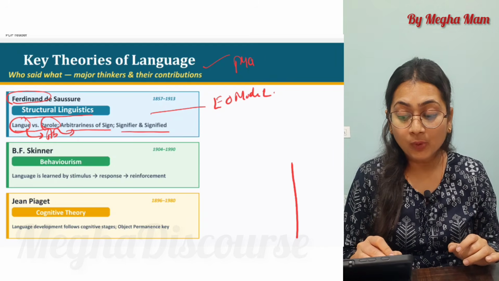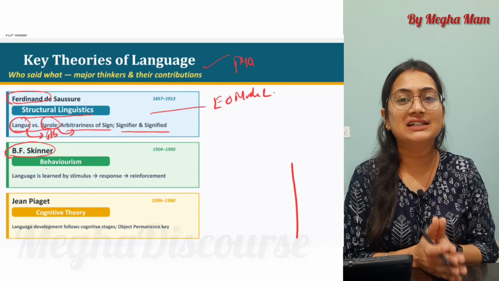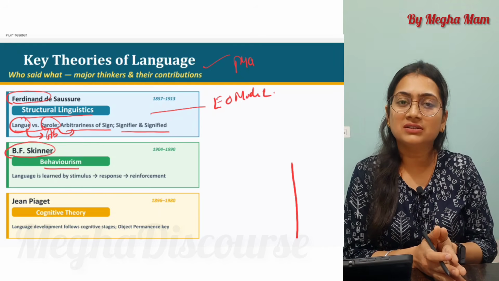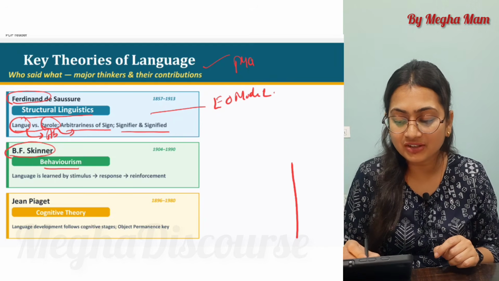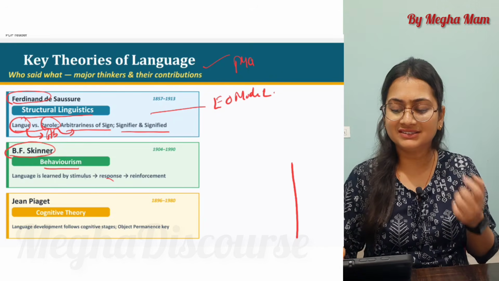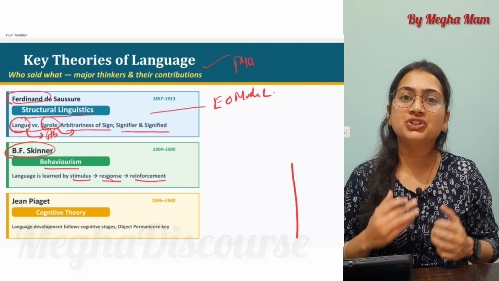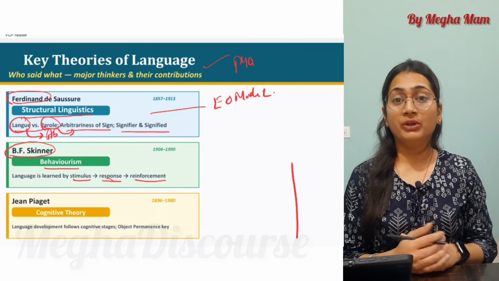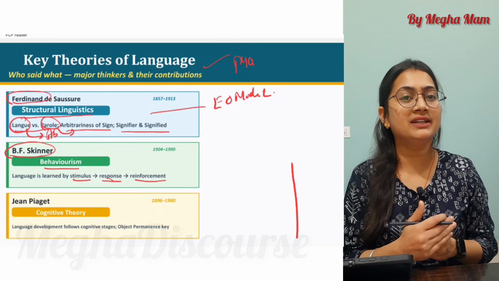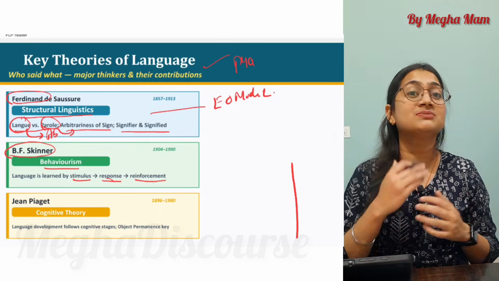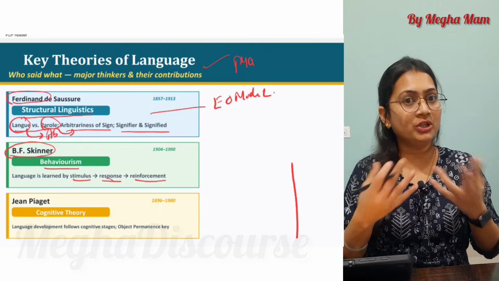B.F. Skinner, the important psychologist, gave the behaviorist theory that language is learned through behavior, through habit formation. That's why he gave stimulus, response, and reinforcement. Now, what is this SRR rule? A child is curious and asks a question. If the parent answers this question, then the reinforcement is positive. Now he will ask more questions and it will build his nature. He will be more curious.